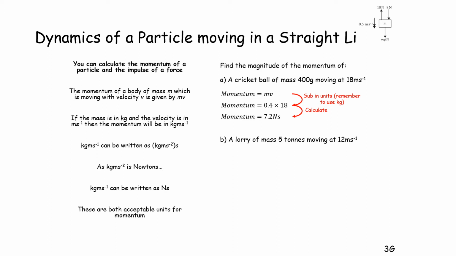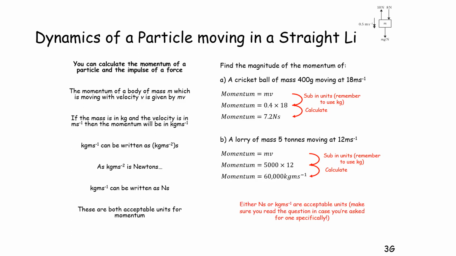So pause the video and have a go at part B. So you multiply 5,000, because 5 ton is 5,000 kilogram, times by 12. So that'll give us 60,000 kilogram meter per second. So either newton second or kilogram meter per second is fine.